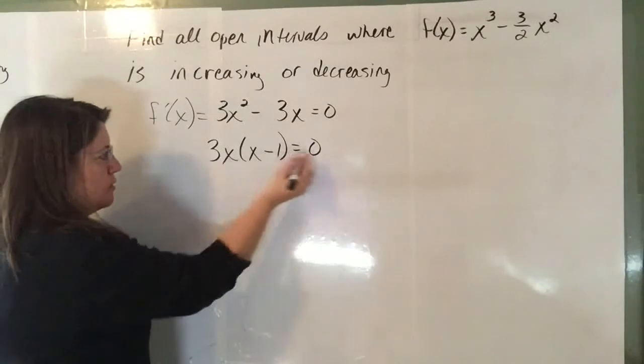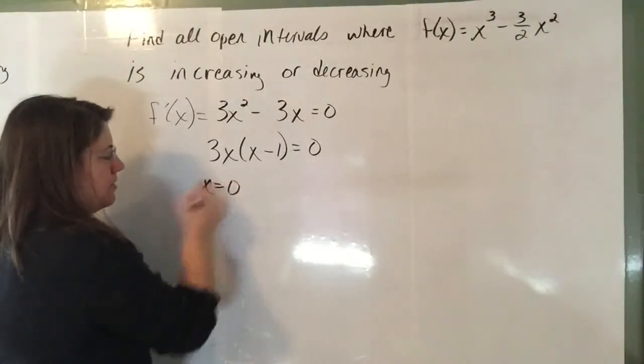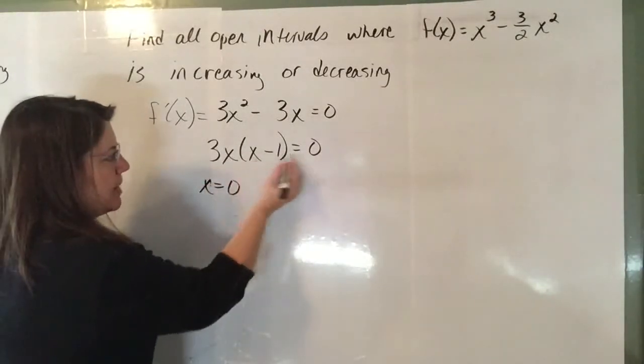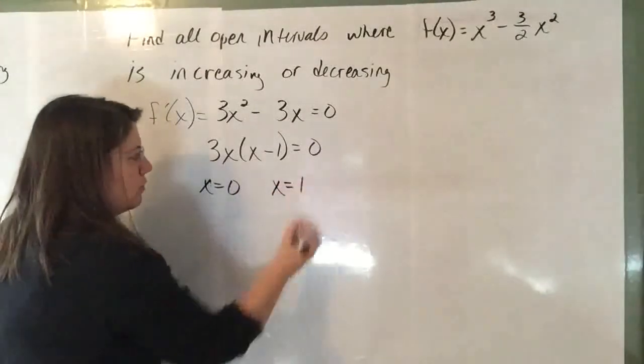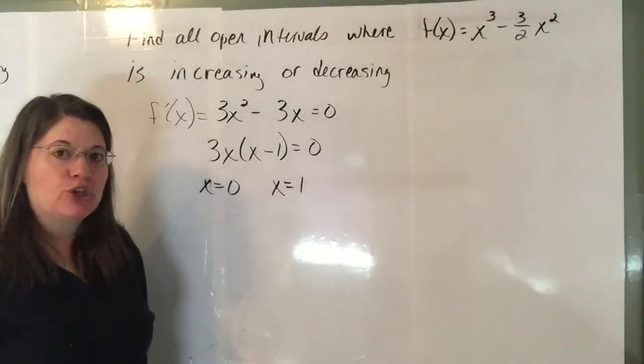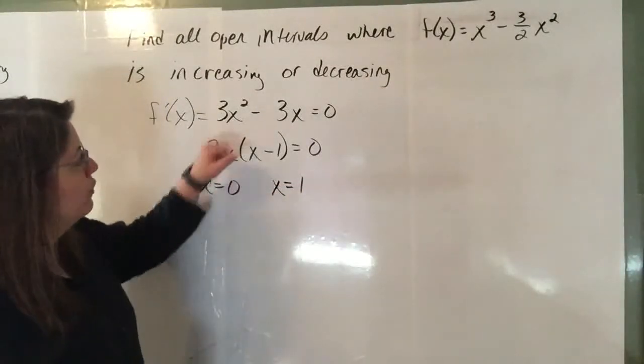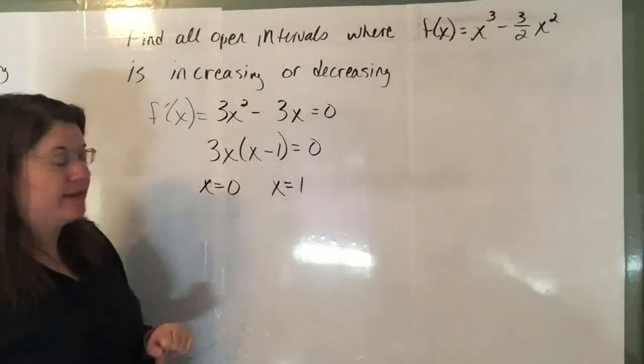So 3x equals 0 gives me x equals 0 as a critical value, and x minus 1 equals 0 gives me x equals 1 as a critical value. So the two critical values that I have for this function are at x equals 0 and x equals 1.